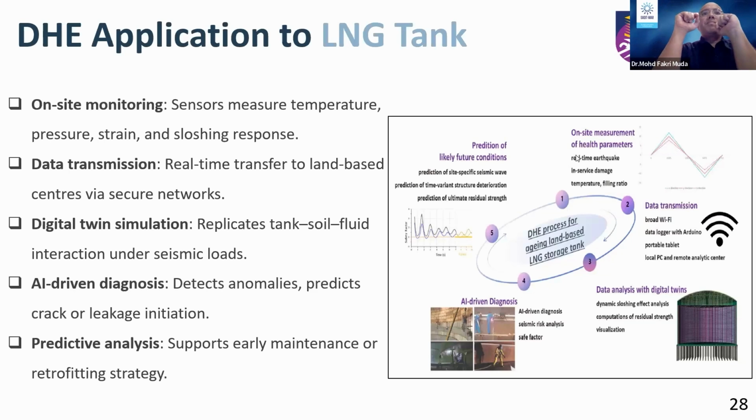So by using AI algorithms, the system diagnoses abnormal vibration or pressure patterns that will potentially detect early signs of damage. And at the end, the output of the DHE, the model of predictive strength, can estimate the remaining life considering multiple condition factors, or the likelihood of leakage during a future earthquake.